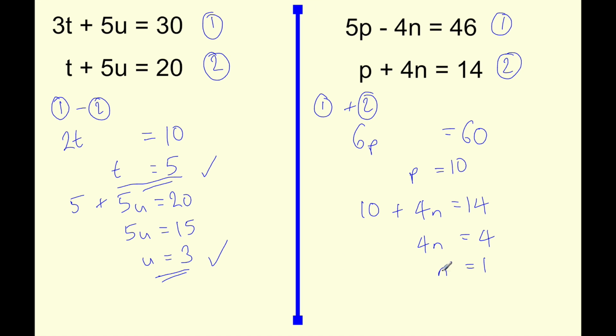And again, we just need to make sure we can check that to make sure that is correct. So if we use the other one just to check, we've got 5 lots of p, so 5 lots of 10, that's 50. Take away 4 lots of n, so we're taking away 4 lots of 1, which is 4, so we've got 50. Take away 4 is 46. So those are both correct because we've just checked them and it works. Always a good idea to check them.